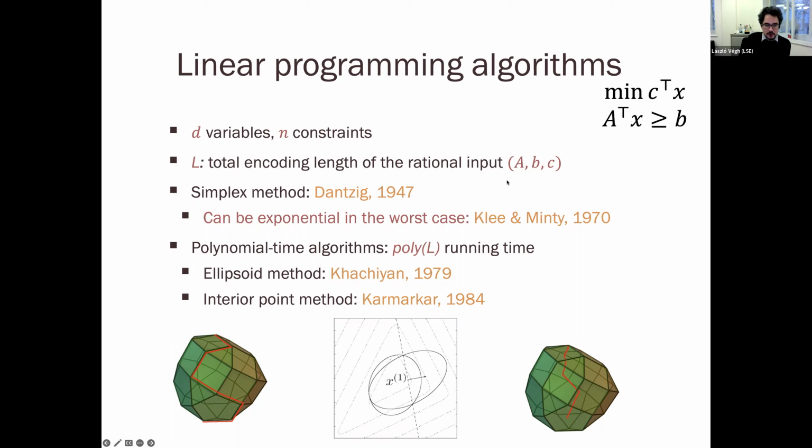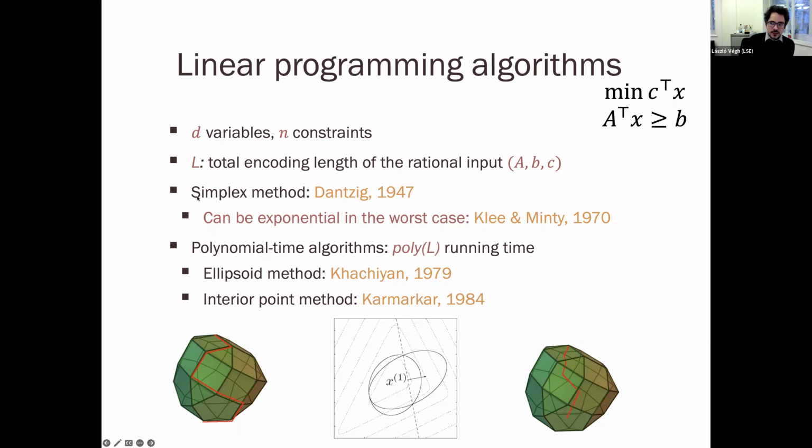The first algorithm, which was at the very beginning of the history of linear programming and still a very popular method, is the Simplex method by Dantzig from 1947. This is an algorithm which in practice does very well, and somewhat disappointingly, if we look at the worst case complexity, then it can be exponential. The first such example was given by Klee and Minty in 1970, and of course one can come up with various pivot rules, but for most important ones, exponential examples are known.